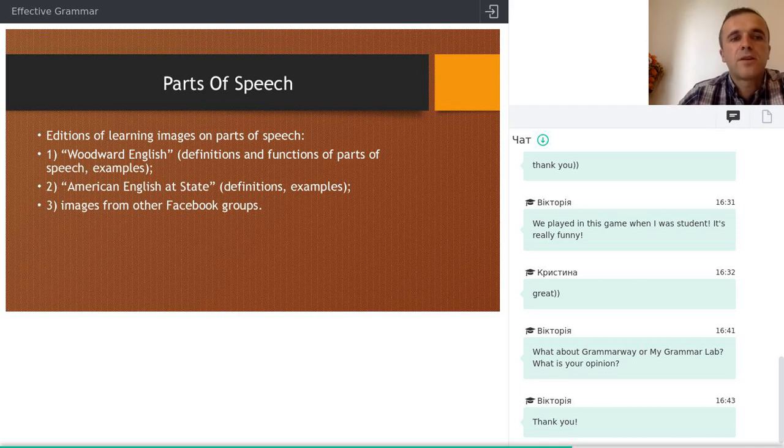You can recognize this Woodward English by the color. Usually they are green, and also American English at State.